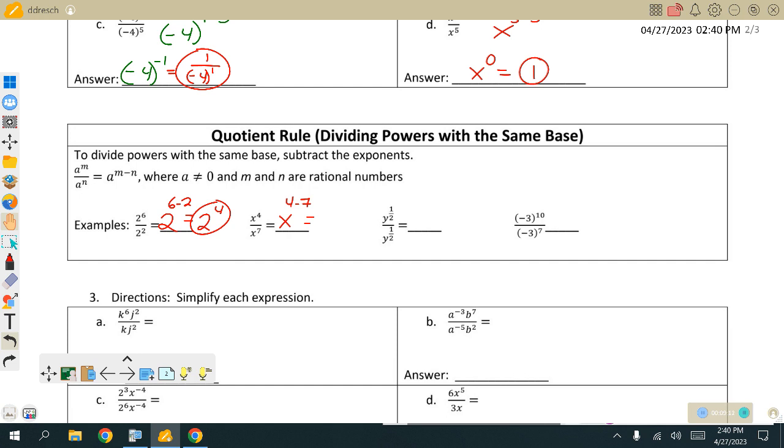Here's where the mistakes happen. 4 minus 7. 4 minus 7 is correct. -3. Don't give me that as the final answer though. -3 becomes a positive exponent by rewriting it as, yep, x to the 3rd. Cross the line, change the power's sign.